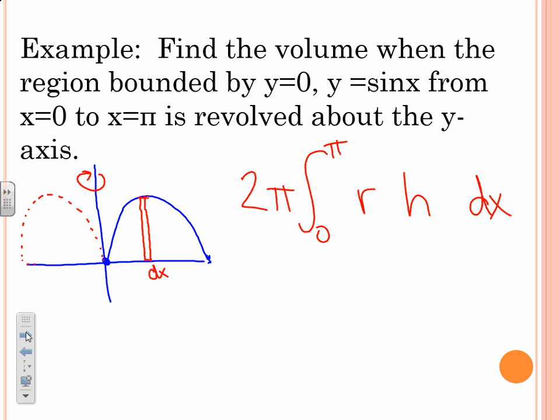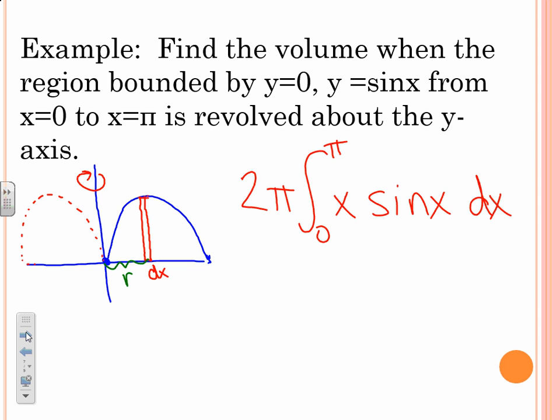Now, since our axis of rotation is the y-axis, what is the radius for each of these? x. Okay. And how do we find the height of each of those? Top line minus bottom. When we are rotating about the y-axis, yes. The radius will change tomorrow when we're rotating about other lines, but we'll save that for tomorrow.